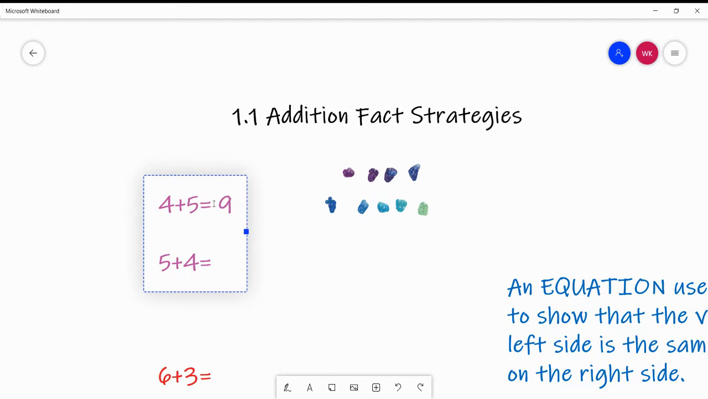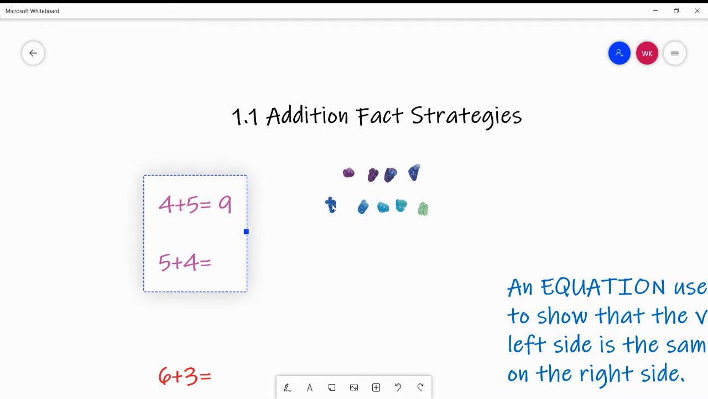Now we are going to change the add-ins. Remember, the add-ins are these two numbers. The 4 and the 5 are add-ins, and the 9 is the sum in the equation. So now we are going to change around the add-ins. We're going to put 5 plus 4. So we're going to switch the equation around.